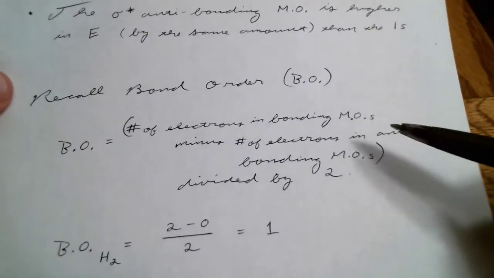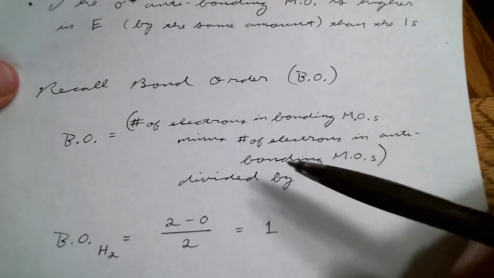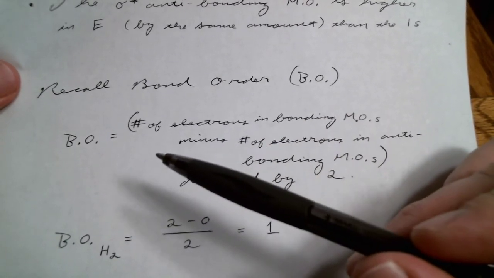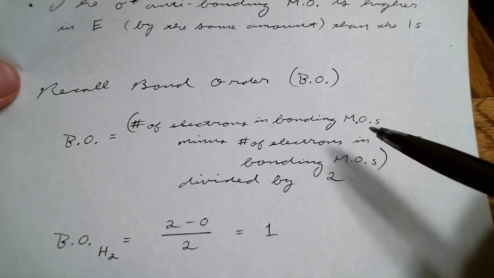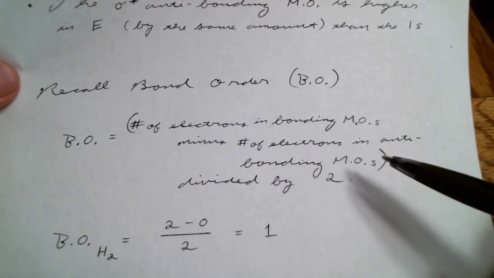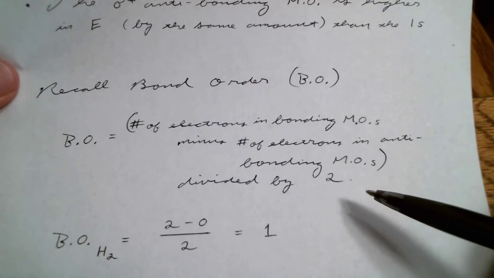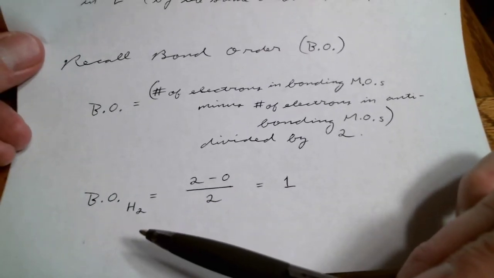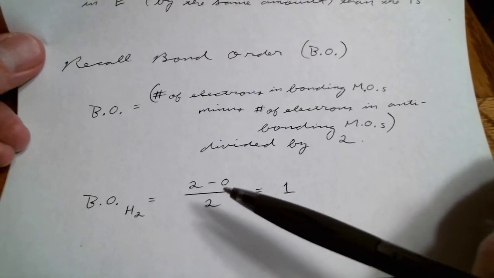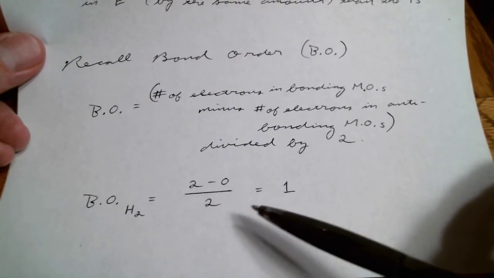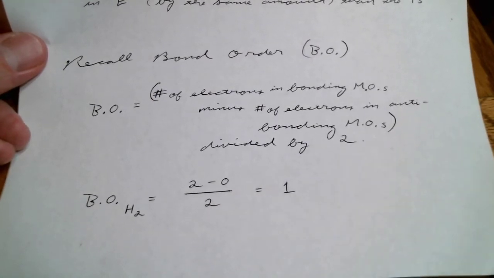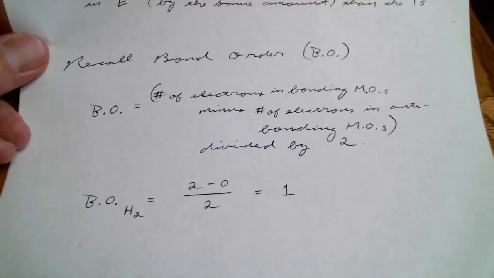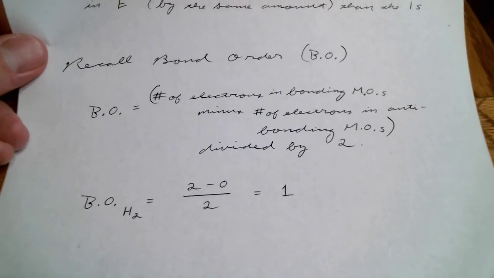And I don't know if you recall bond order from general chemistry, but bond order is symbolized as BO. It's the number of electrons in bonding molecular orbitals minus the number of electrons in anti-bonding molecular orbitals, all divided by 2. So what is the bond order for diatomic hydrogen? It is 2 minus 0 divided by 2, or 1. And that's about what we would expect in terms of bond strength between two hydrogen atoms. We'd expect a single bond.